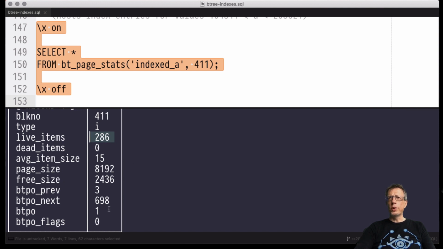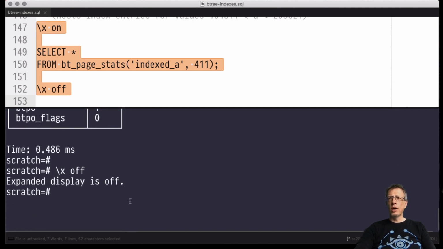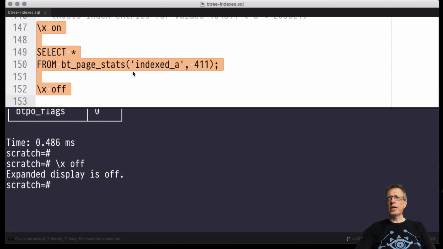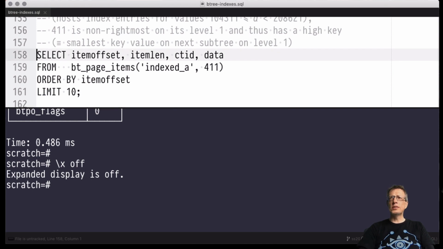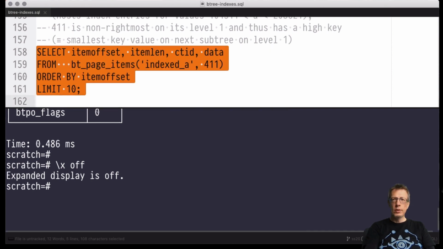So we are indeed at level 1 now. Root level 2, and we are at level 1 now. One step deeper, and on that level 1, the inner nodes are chained together using previous and next pointers, as the sketch on the slide has already indicated. Now let's also look at the index entries that we find in page 411, or at least at some of them. There's quite a number. Let's look at the first 10.